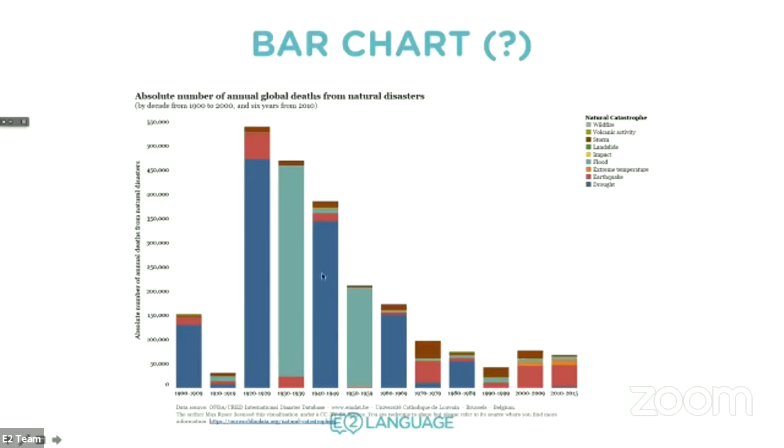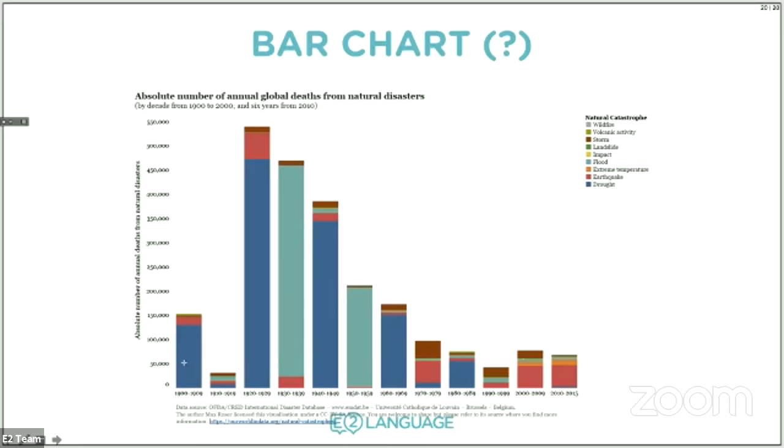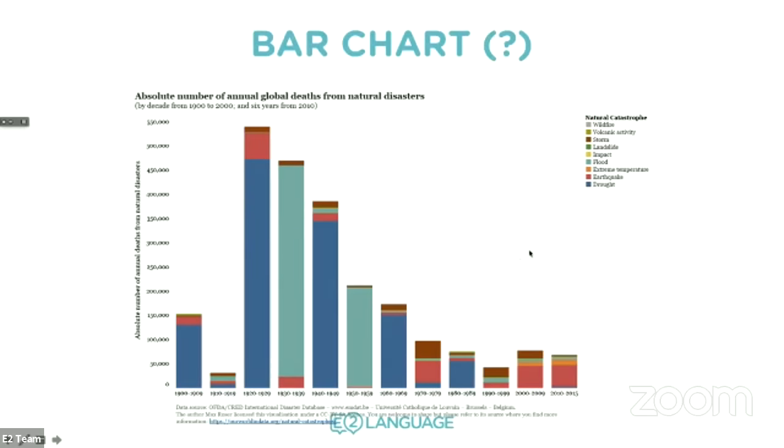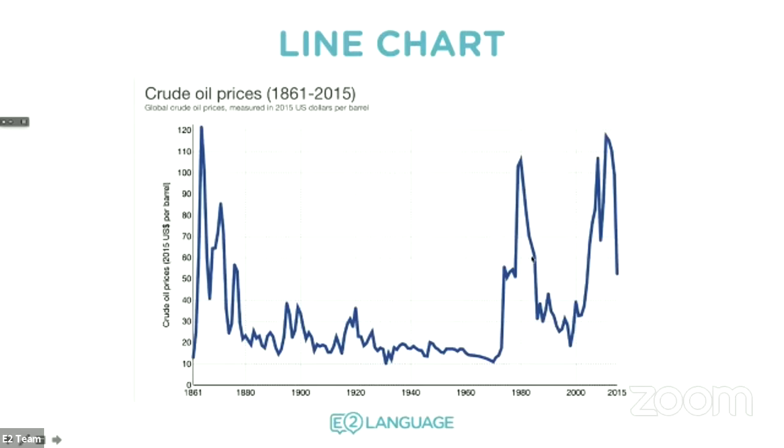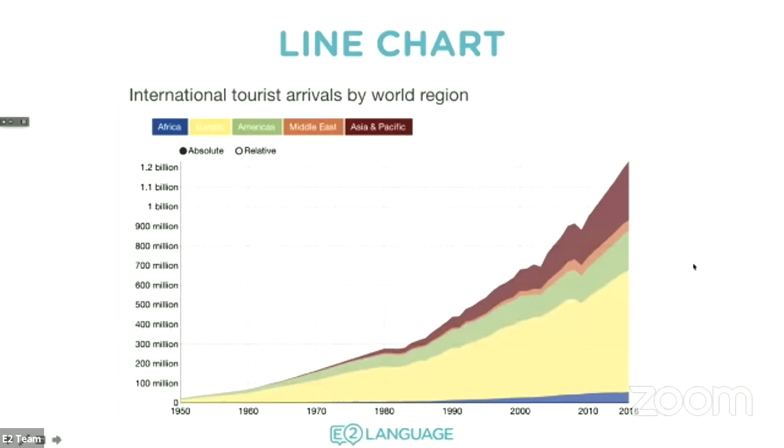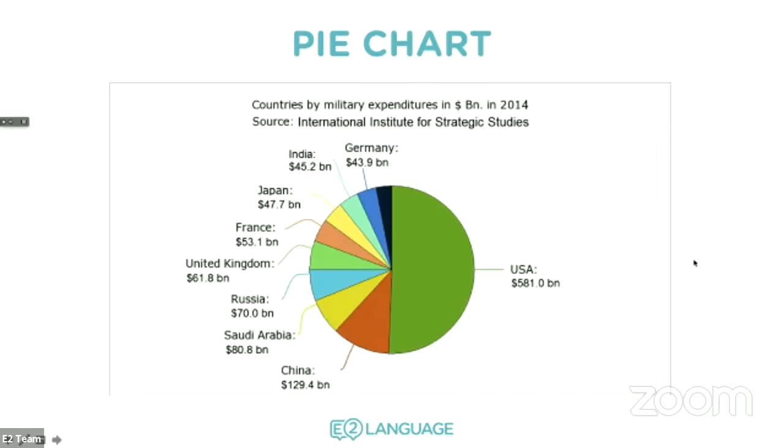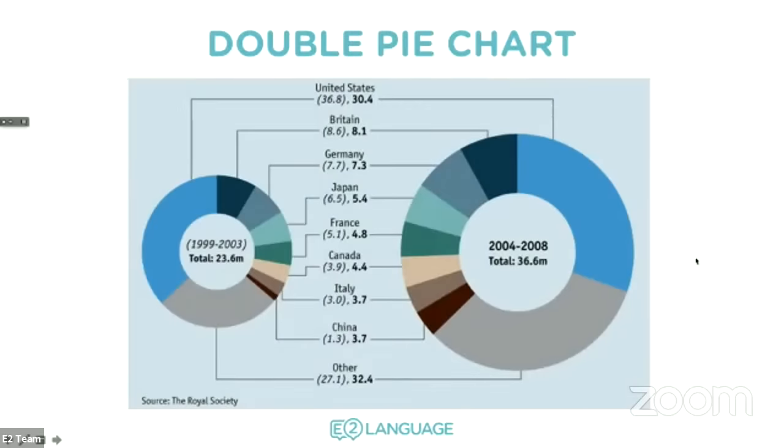You might see a bar chart that looks like this, which, by the way, I have no idea what it's called. But here there's different wildlife, volcanoes, storms, landslides, and they're all included inside this bar here. If anyone knows what they're called, please put that into the chat below. I'd like to know. Line charts that look like this. Pie charts. That's probably the easiest one to look at. Double pie charts. Multiple graphs.